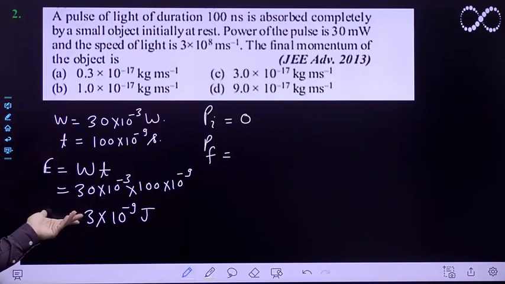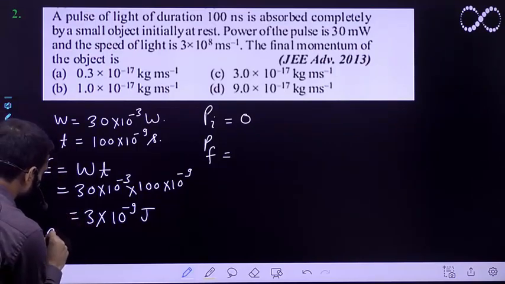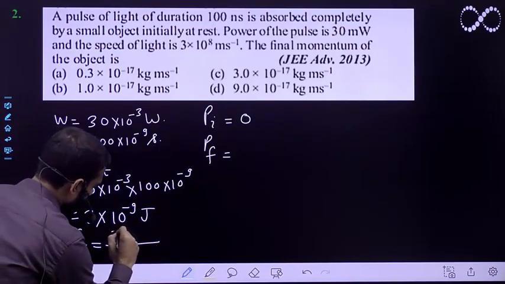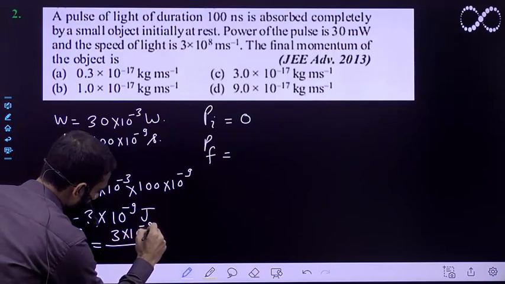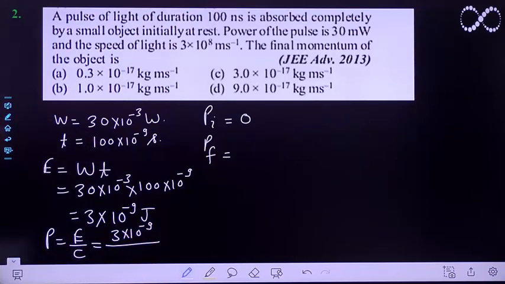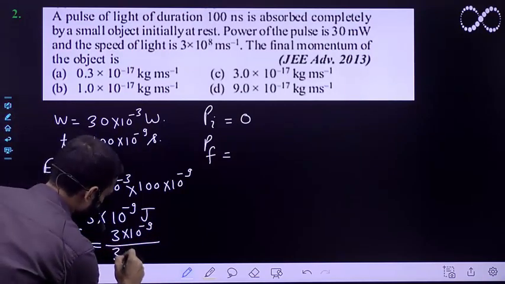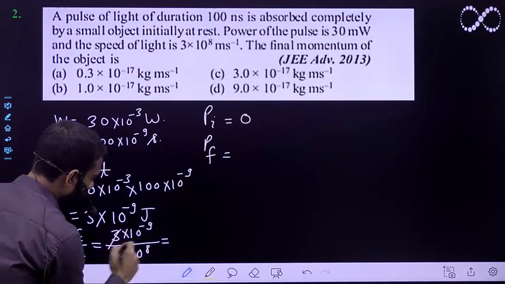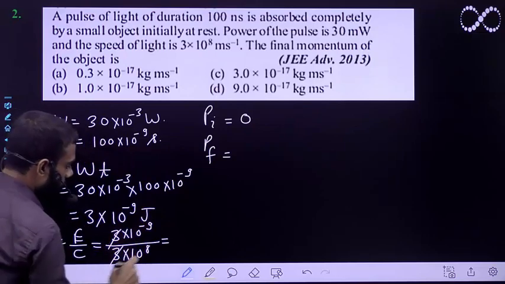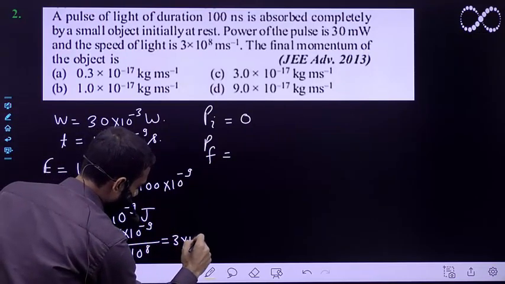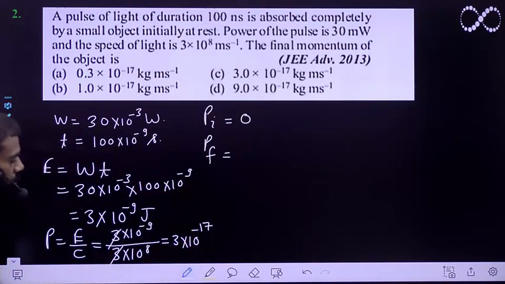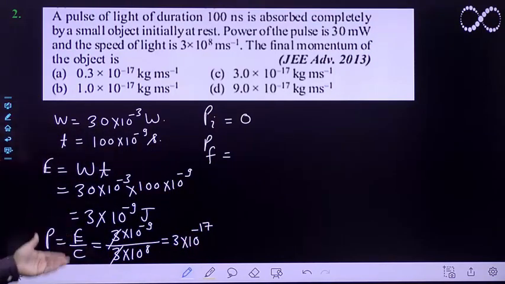So what is the momentum? The momentum associated with this light energy will be P equal to E upon C. So that is 3 into 10 raised to power minus 9, and the speed of light, as you all know, is 3 into 10 raised to power 8. The 3s will get cancelled out, and the power goes to the denominator, so it will become 3 into 10 raised to power minus 17. This is the momentum associated with the pulse of light.